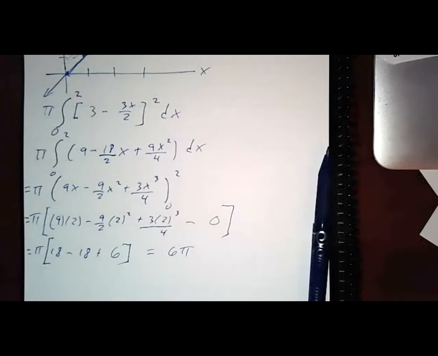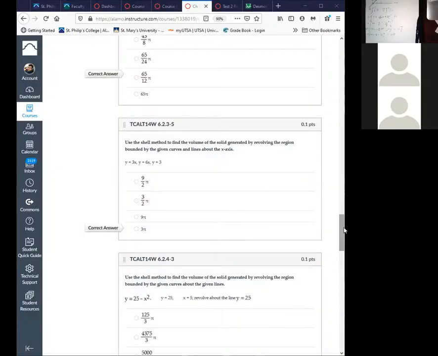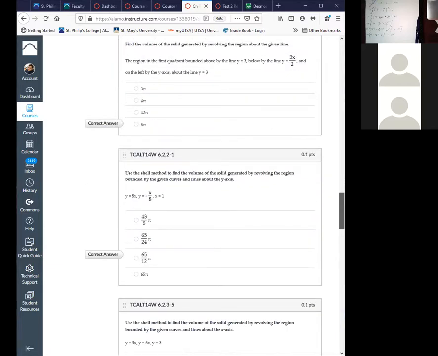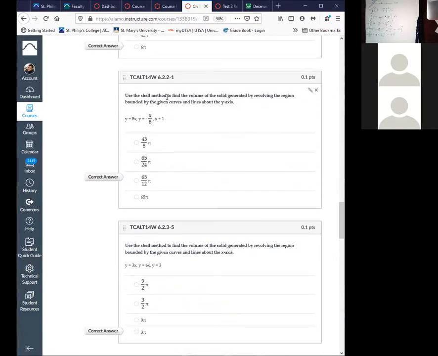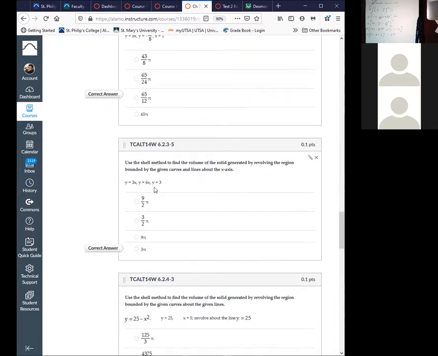Okay, so the next problems force you to do shell. They no longer say do whatever. So we've got to use the shell method. Let's do, I guess that one. Let's do that guy.